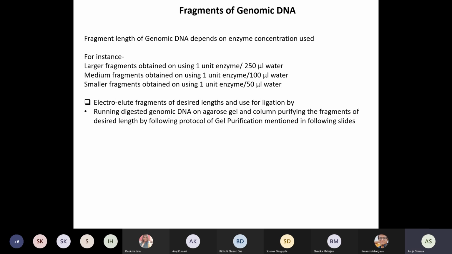Okay, once it is digested, we need to purify the digested product and vector, because since the digestion buffer has many salts in it, we need to separate those salts from your digested product and vector. So you need to run the digested vector as well as your gene of interest on agarose gel, and then column purify the fragments of desired length.